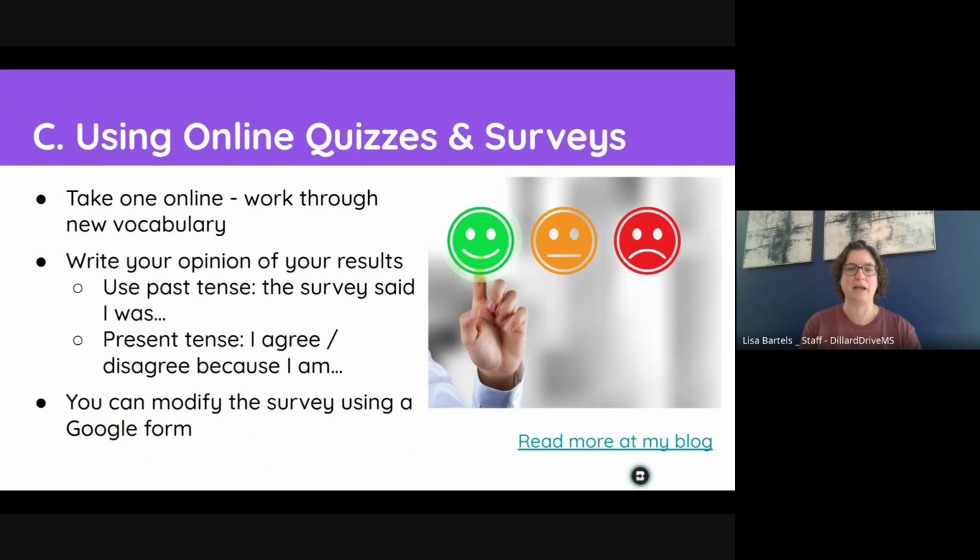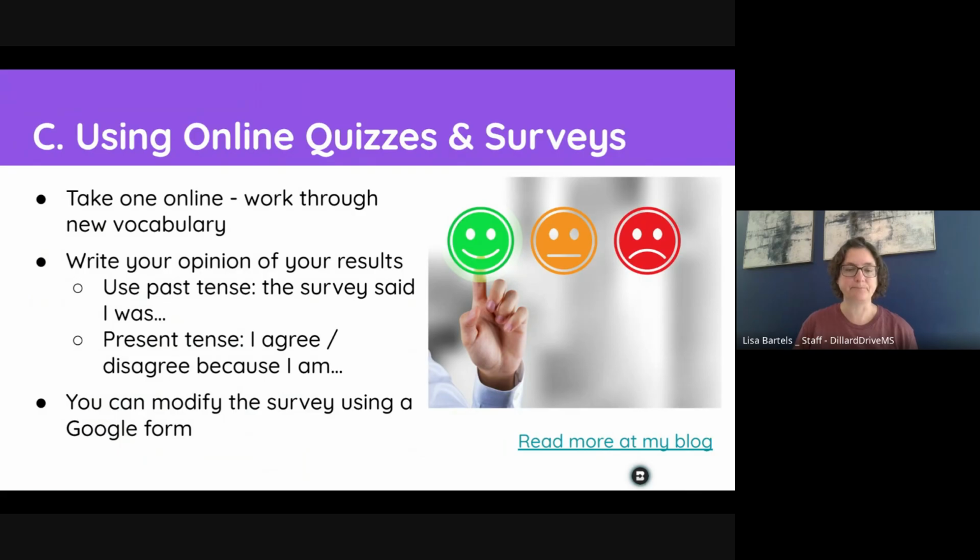It's in context vocabulary. You can also have students write their opinion of the results. They can do this with past tense or with present tense. So they could say something like, the survey said I was Wolverine. And then in present tense, I agree because I am brave and strong, or I disagree because I don't like adventure. Okay, so you send the kids back to the survey to pull the vocabulary that they need to write their opinions.